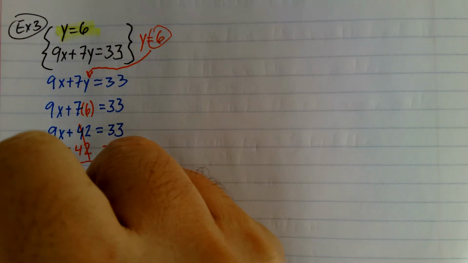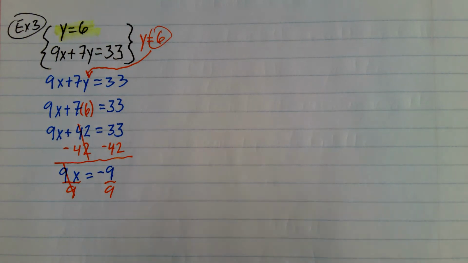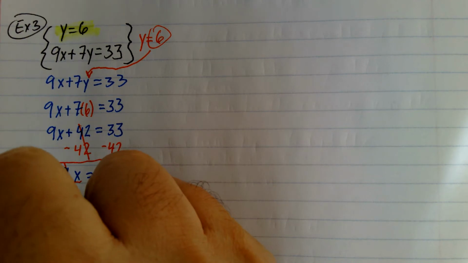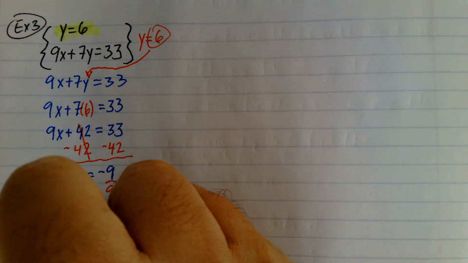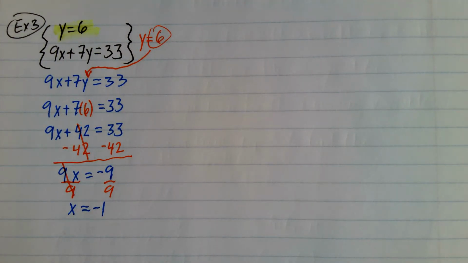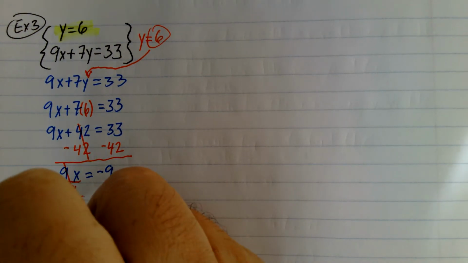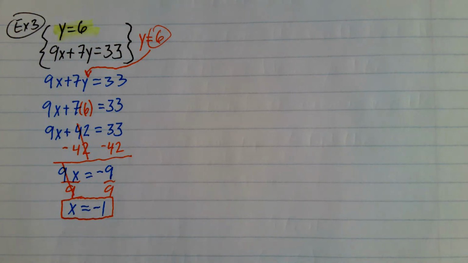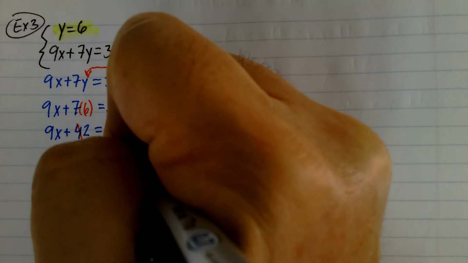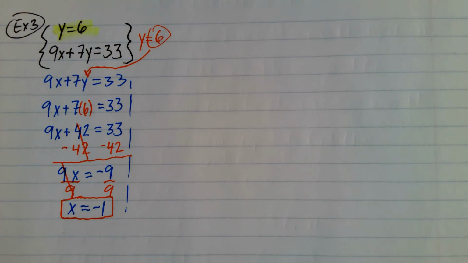Let me divide out this 9 to solve for x. I get x equals negative 9 divided by 9. So what does x equal in this case? X equals what? What's the value for x? Help me out, please. What's negative 9 divided by 9? Yeah, it's negative 1. Remember, a positive divided by a negative is a negative.